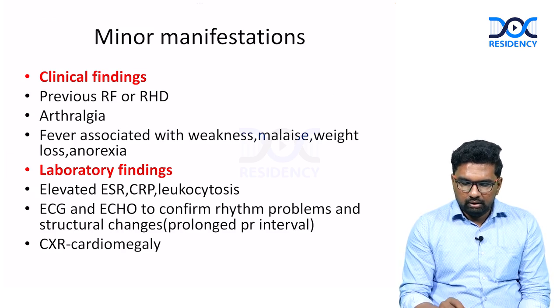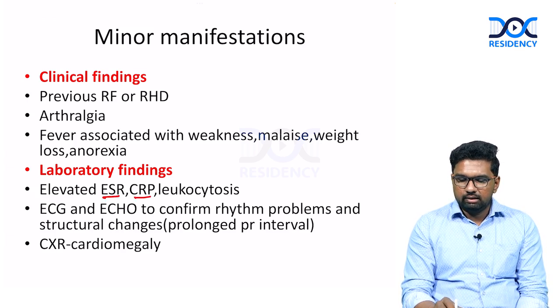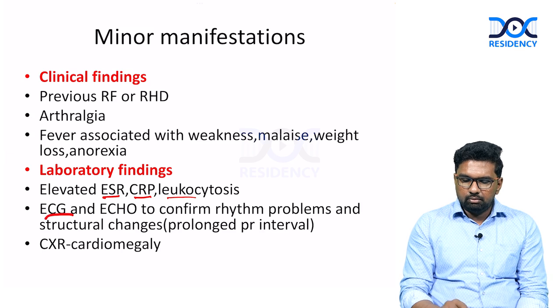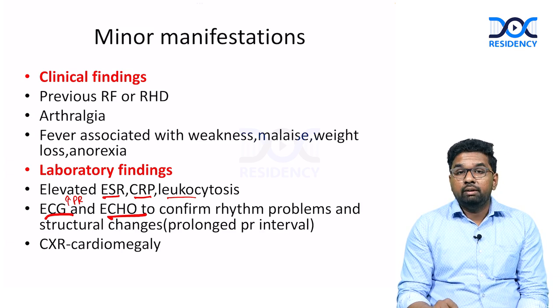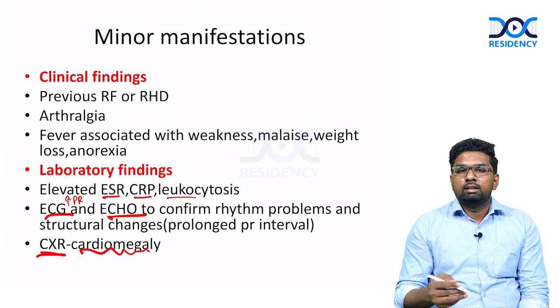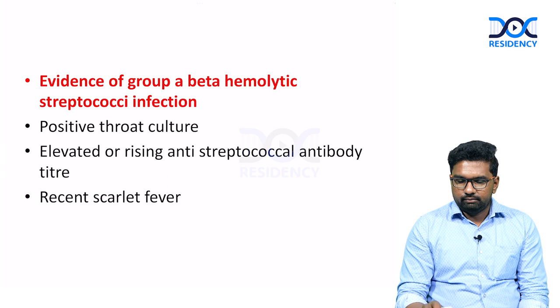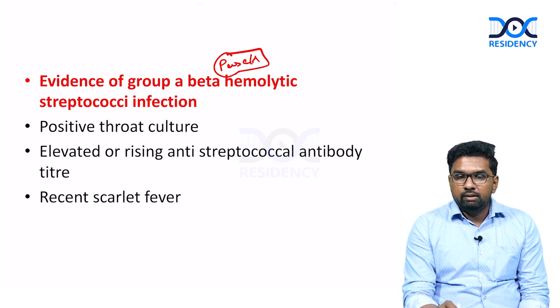Like present laboratory findings, as we already saw: elevated acute phase reactants like ESR, CRP, leukocytosis, and ECG shows prolonged PR interval. Echo is used to diagnose the valvular pathology and presence of any vegetations or any abscess formation inside the heart, and X-ray is used to diagnose the cardiomegaly as a secondary response to the valvular lesion. And in pus culture and sensitivity, there is evidence of growth of beta hemolytic streptococci.